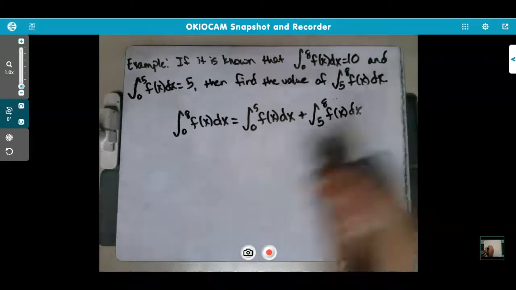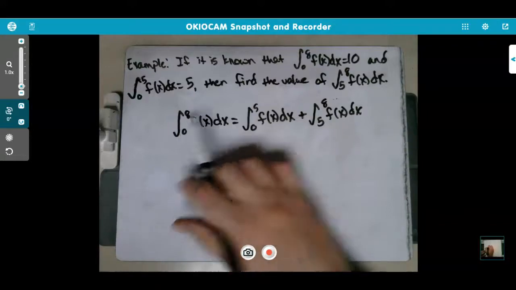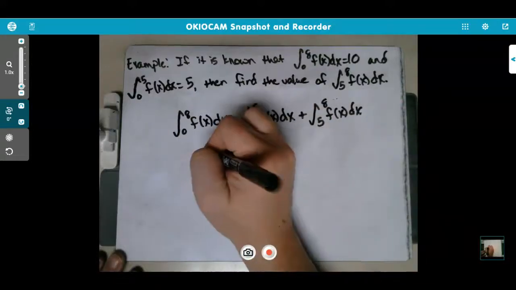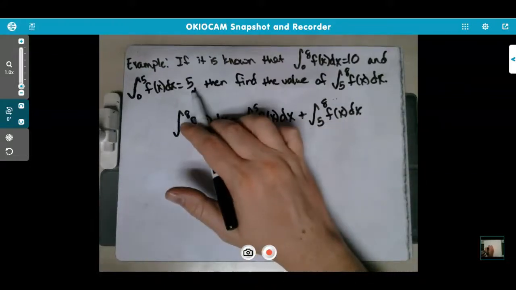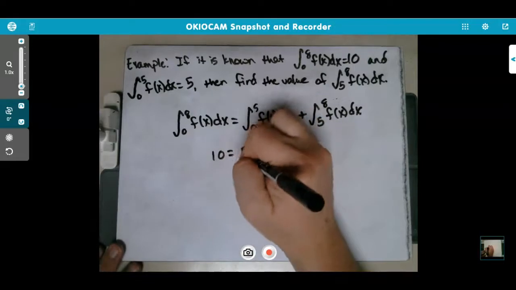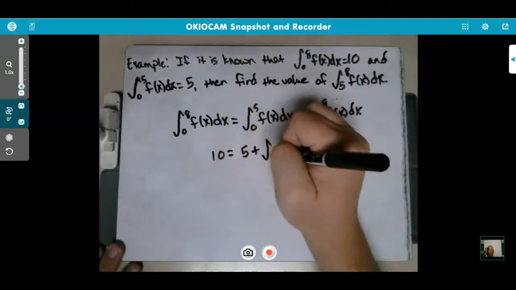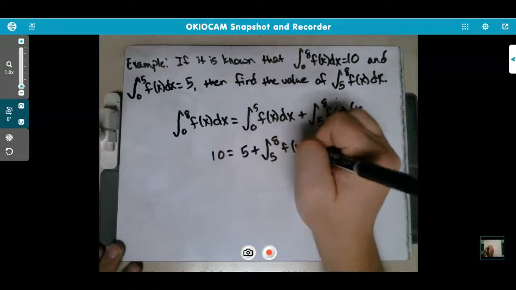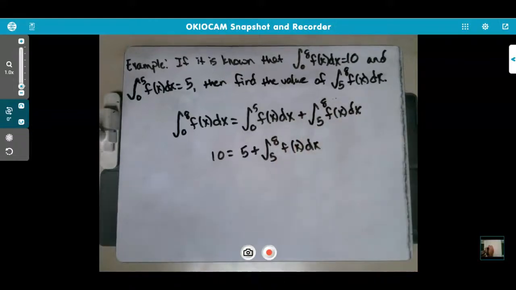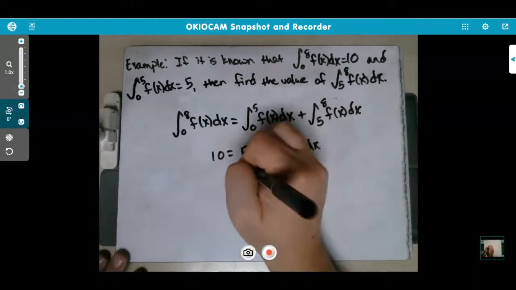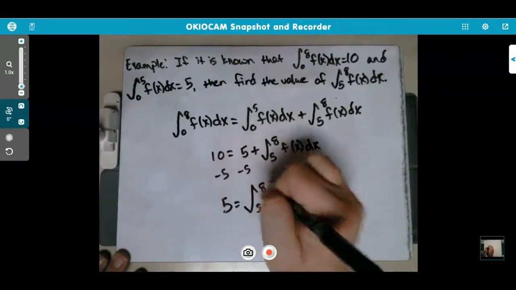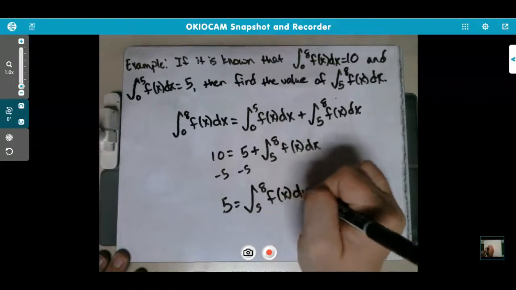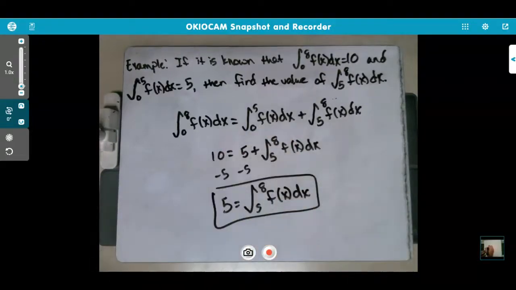So that's really nice. I know from 0 to 8, I get 10, so this should be 10 equals. I also know from 0 to 5, I get a 5 plus the integral that I want, integral from 5 to 8 of f of x dx. So then all I've got to do is subtract 5, and I see that 5 is equal to the integral from 5 to 8 of f of x dx. So this is just a helpful way I can use the rules we just said.